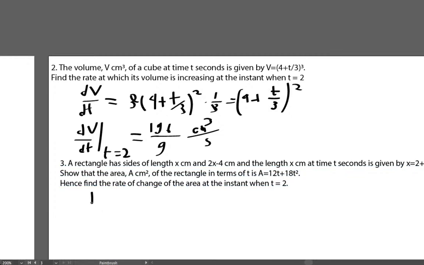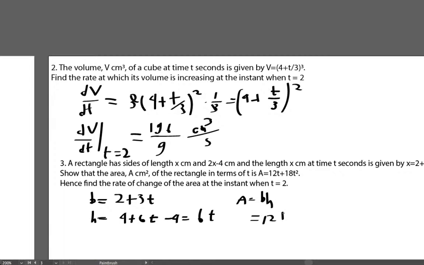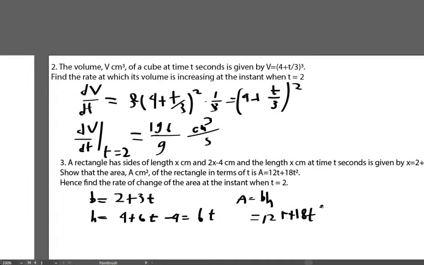Let's use base here. B, the base here would be the x centimeter, or 2 plus 3t, and then the height is actually this guy here. 2 times 2 plus 3t minus 4 would equal to 6t. That means that the area would equal to base times height. This would equal to 12t plus 18t squared. So we have proven this.